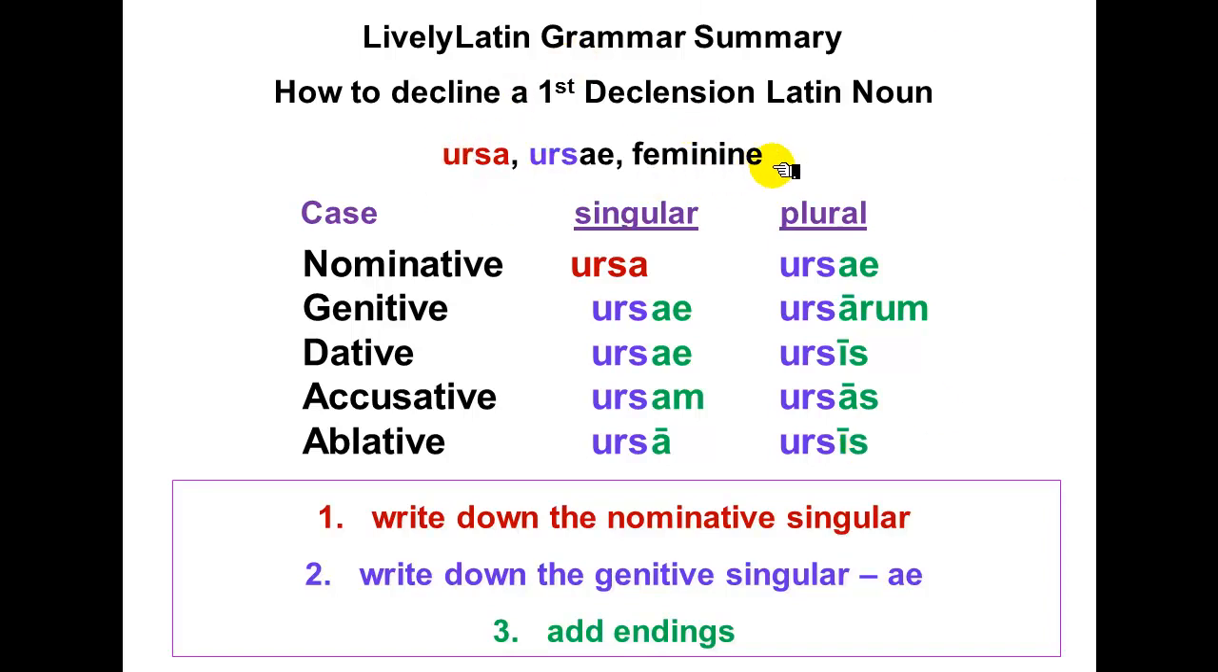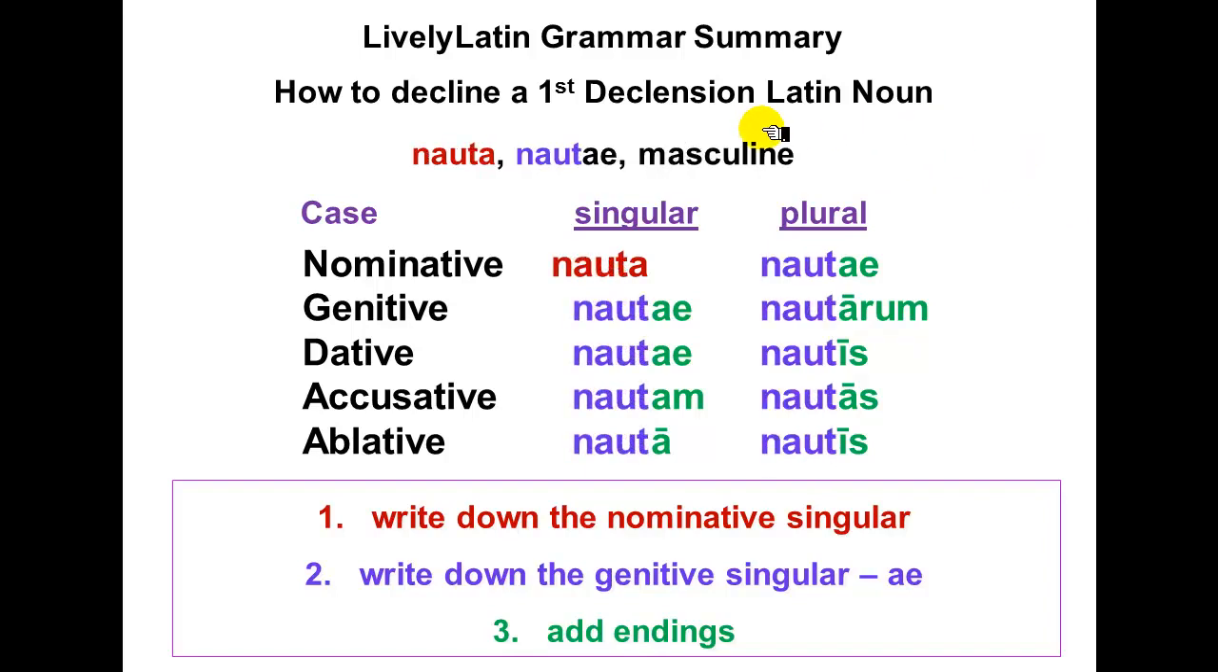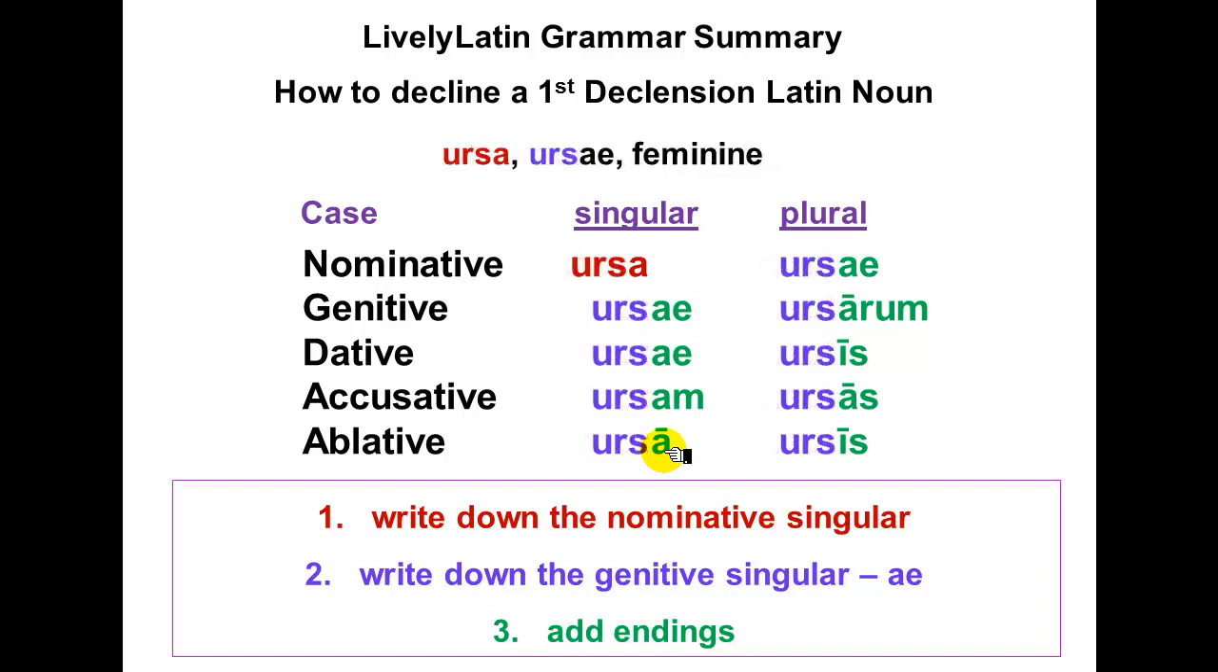If you know how to decline one first declension noun, you know how to do them all. Most first declension nouns are feminine, but there are a couple of masculine ones. The word for sailor, for example, is masculine. Nauta, nautae. But just because it's masculine, that doesn't mean that the endings change. It's a first declension noun, so it has to have exactly the same endings as we saw on ursa.